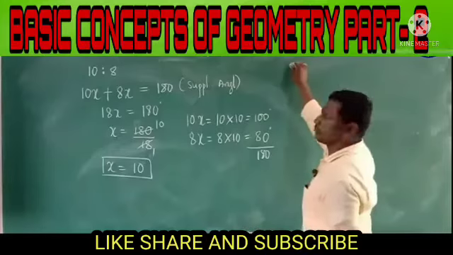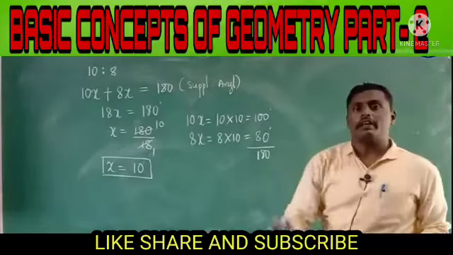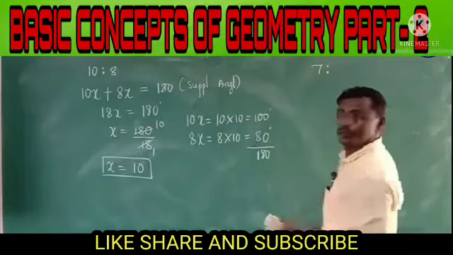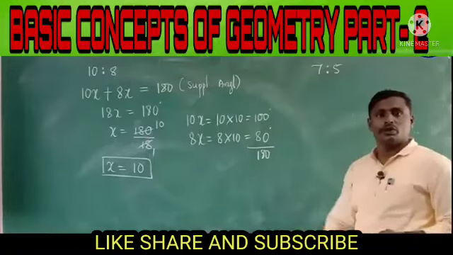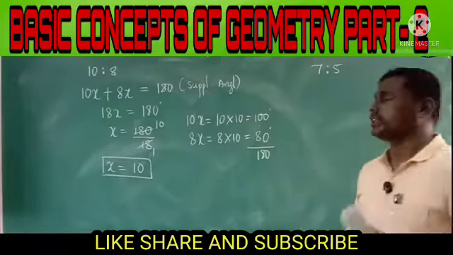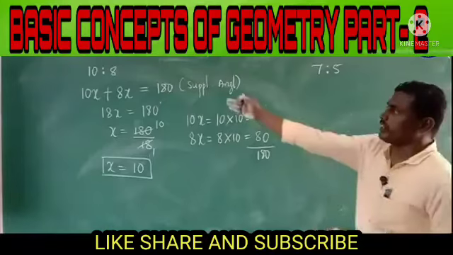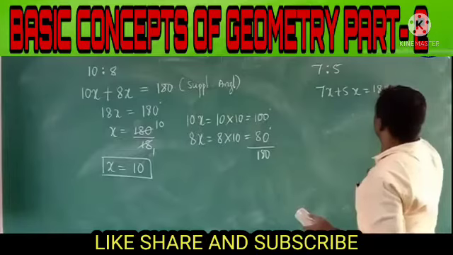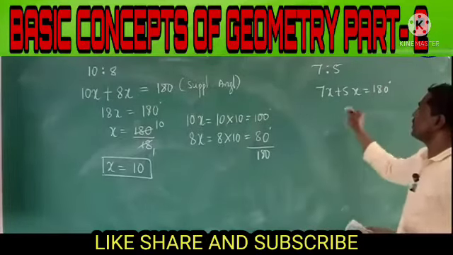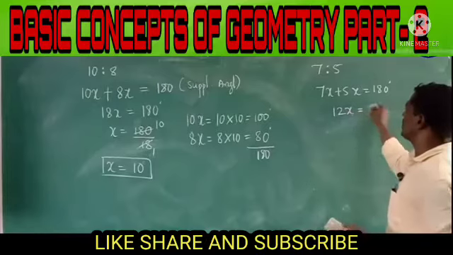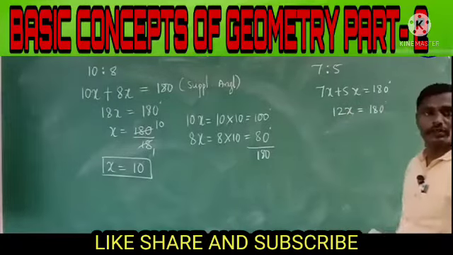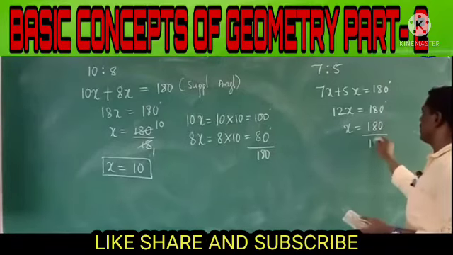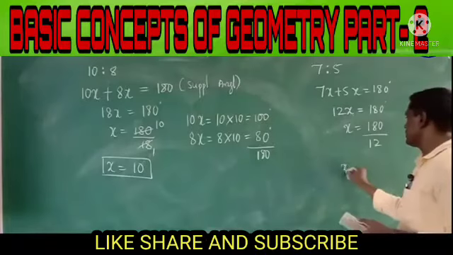So take one more example. The two supplementary angles are in the ratio 7:5. Then find each individual angle. Similarly, we can calculate like this only. 7x plus 5x is equal to 180 degree. 7x plus 5x means 12x. So 12x is equal to 180 degree. Then x is equal to 180 divided by 12.